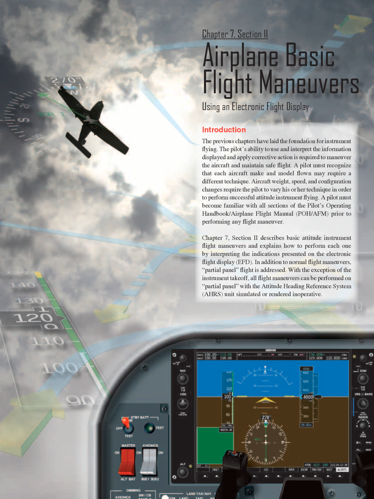Aircraft weight, speed, and configuration changes require the pilot to vary his or her technique in order to perform successful attitude instrument flying. A pilot must become familiar with all sections of the pilot's operating handbook/airplane flight manual, POH/AFM, prior to performing any flight maneuver. Chapter 7, Section 2 describes basic attitude instrument flight maneuvers and explains how to perform each one by interpreting the indications presented on the electronic flight display, EFD.